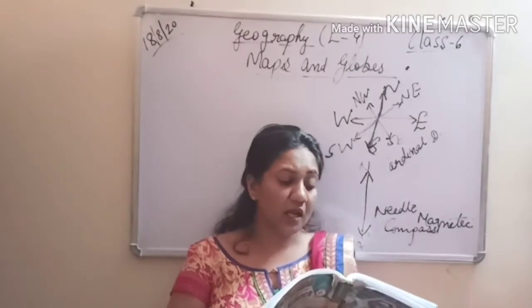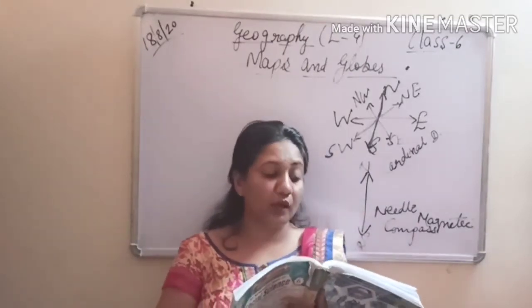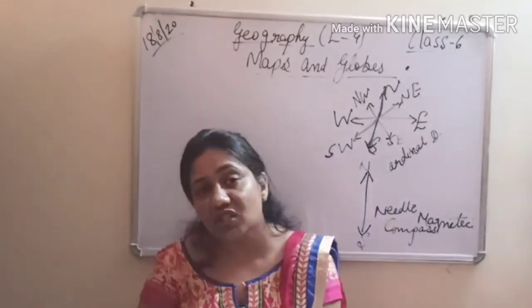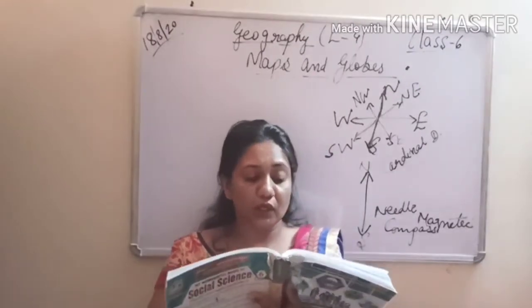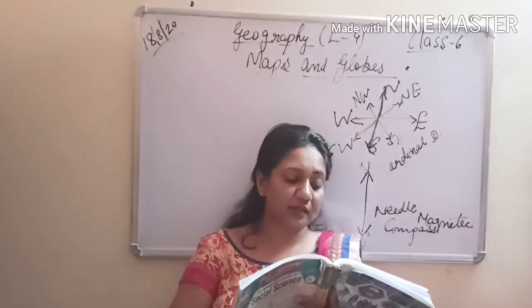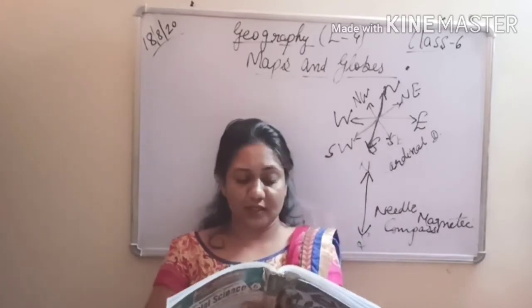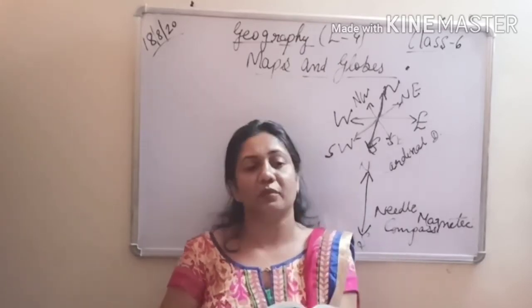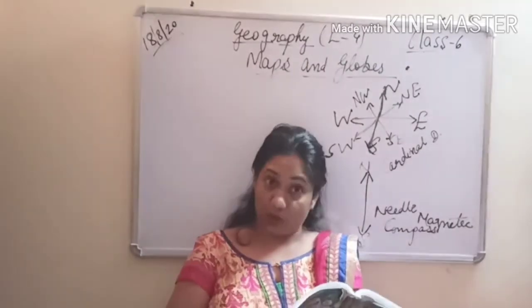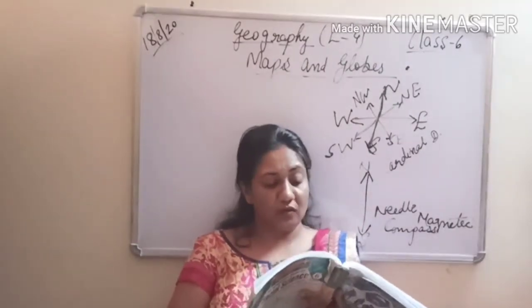So please underline. In order to show a lot of information of a large area on a small scale, we use different colors, letters, symbols, signs. A proper understanding of these signs and symbols is necessary to understand any information given on the map. So what are these? There are many countries in the world.